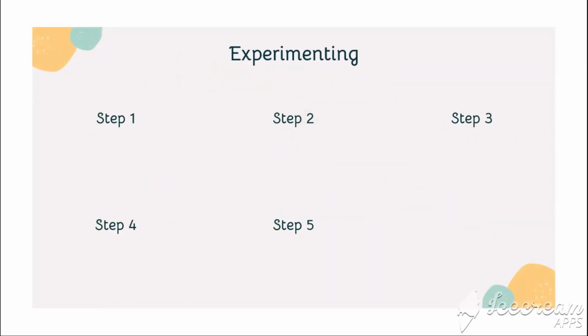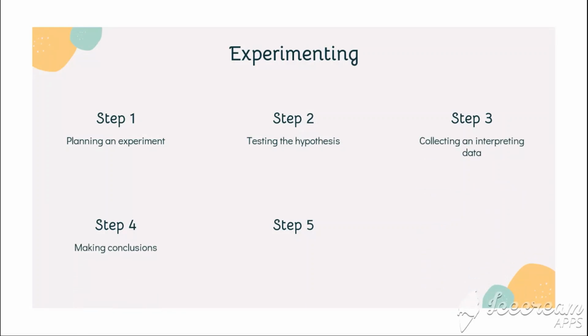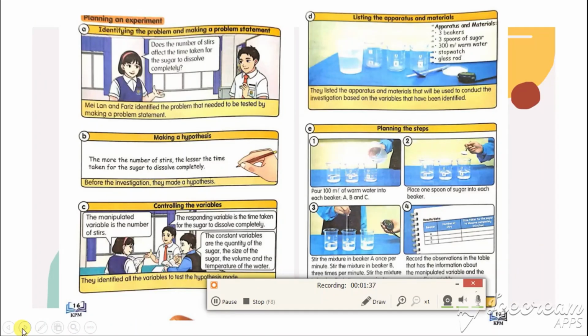So, in experimenting, we have 5 steps. First one is planning an experiment. Second one is testing the hypothesis. Third one is collecting and interpreting data. Fourth is making conclusion, and fifth is writing a report. Okay, so planning an experiment is step 1.